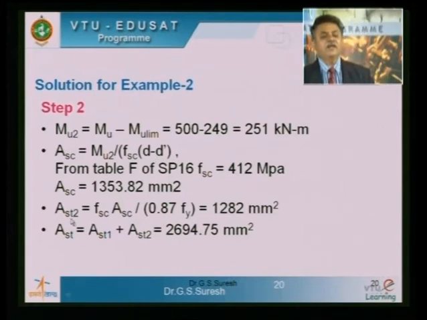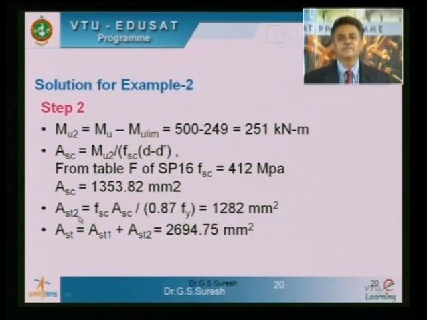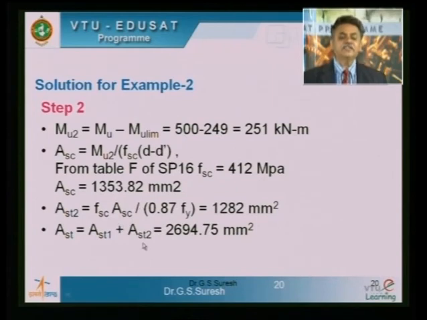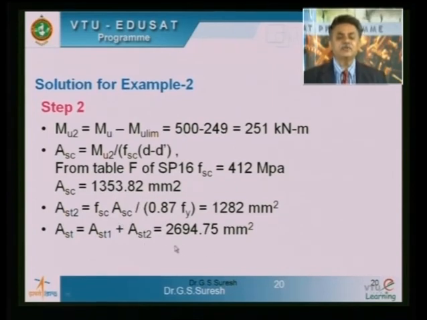And what is the additional steel required in the tension zone other than the limiting steel? You require additional steel there. That is given by fsc Asc by 0.87 fy. I got this by equating the compressive force in compression steel and tension steel, which I get as 1282 mm squared. So what is the total area of steel? Ast1 and Ast2. If you add these two, you get 2694.75. But when you design, if you say only Ast is so much and Asc, the user cannot understand.